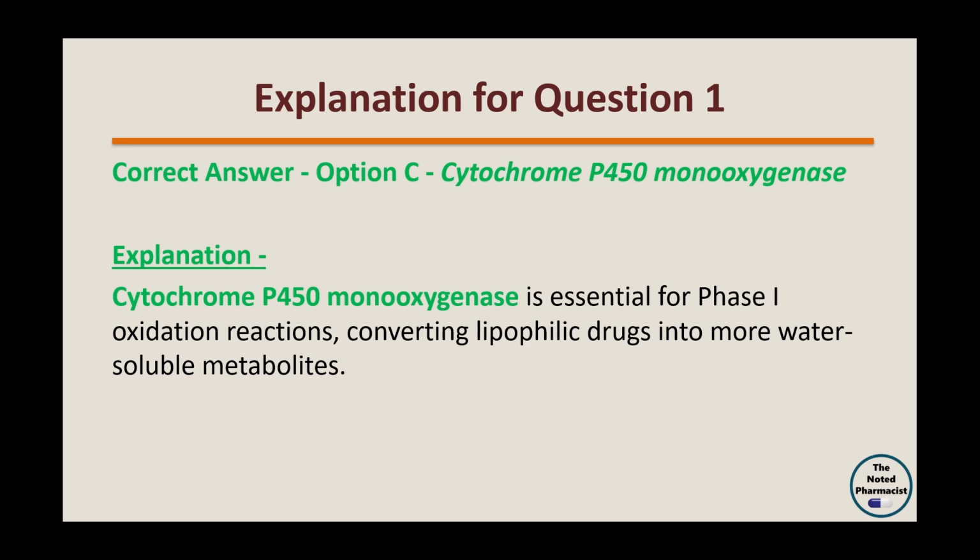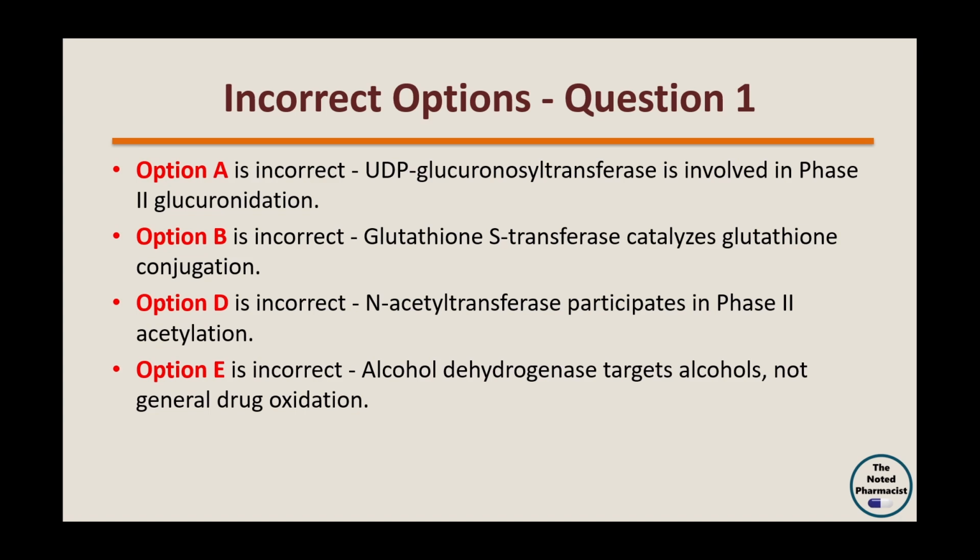Why the other options are incorrect. Option A is incorrect because UDP-glucuronidyltransferase is involved in phase 2 glucuronidation, not phase 1 oxidation. Option B is incorrect because glutathione S-transferase catalyzes glutathione conjugation, another phase 2 process. Option D is incorrect because N-acetyltransferase is involved in acetylation, a phase 2 metabolic pathway. Option E is incorrect because alcohol dehydrogenase specifically targets alcohol, not drugs in general.